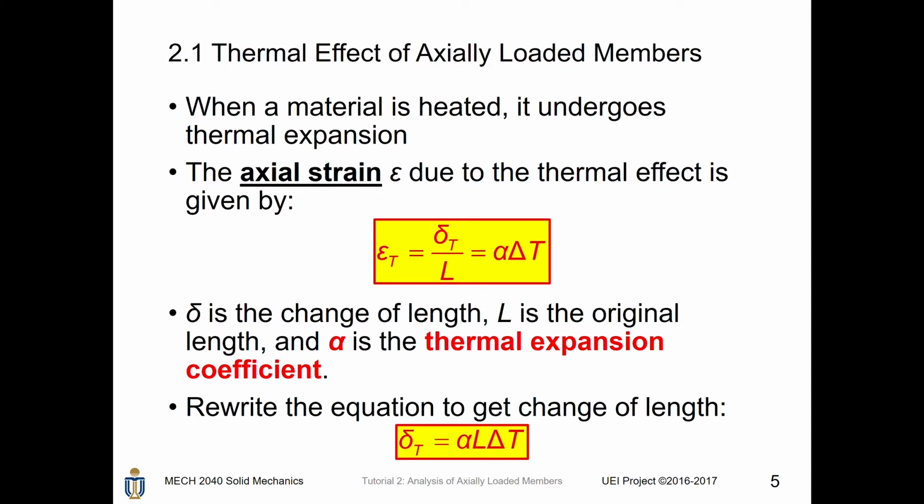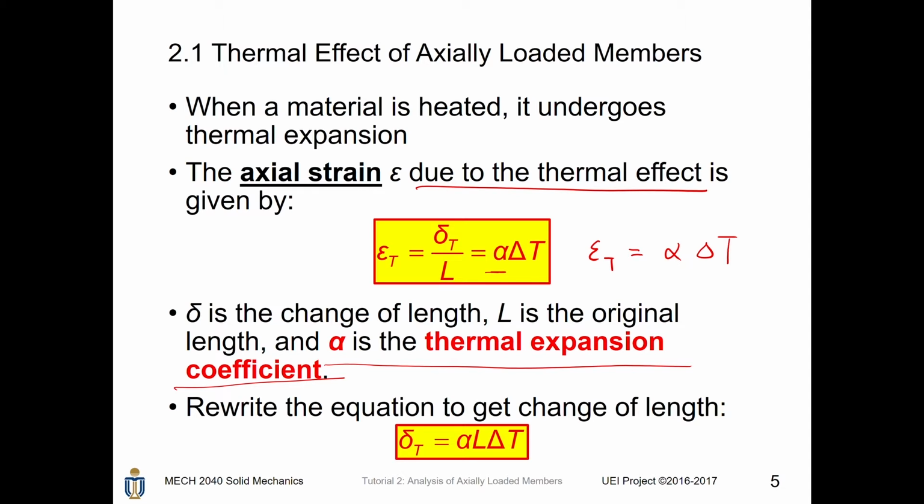Firstly, let's talk a little bit about the thermal effect on axially loaded members. When a piece of material is heated, it will undergo thermal expansion, and similarly, when a material is cooled, it will undergo thermal contraction. Therefore, under a change of temperature, we introduce the thermal strain, which is the axial strain due to the thermal effect. The thermal strain is given by the thermal deformation divided by the original length, so it is rather trivial. But we will introduce a new constant related to the thermal effect, which is alpha, called the thermal expansion coefficient. Therefore, we can say epsilon T, which is a dimensionless quantity, equals alpha times the change of temperature.